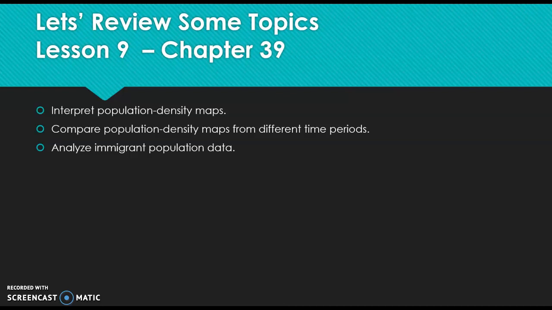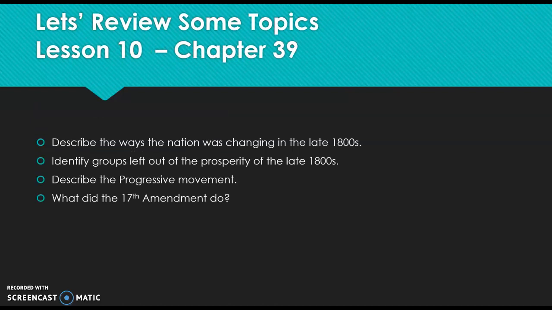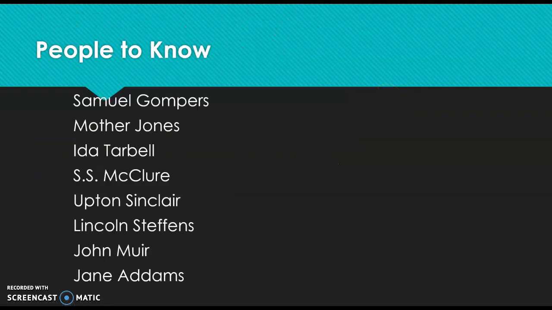In the second part, we did lesson 9 and lesson 10 on the same day. So in the second part of that lesson, we talked about the ways the nation was changing, but how some groups were left out of that. The progressive movement focused on helping the people who they thought were being ignored. And then we talked about the 17th Amendment. So if you can't remember that, go back to lesson 10 and look through chapter 39.